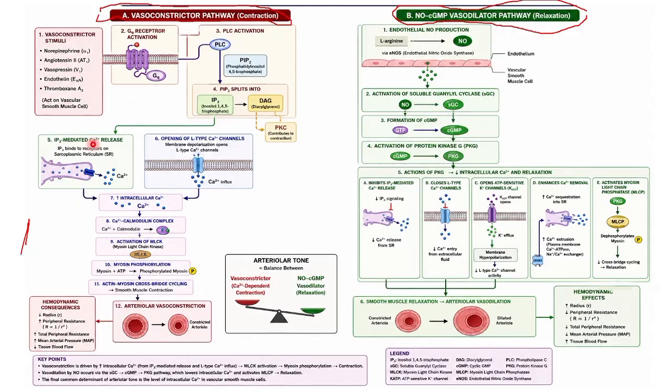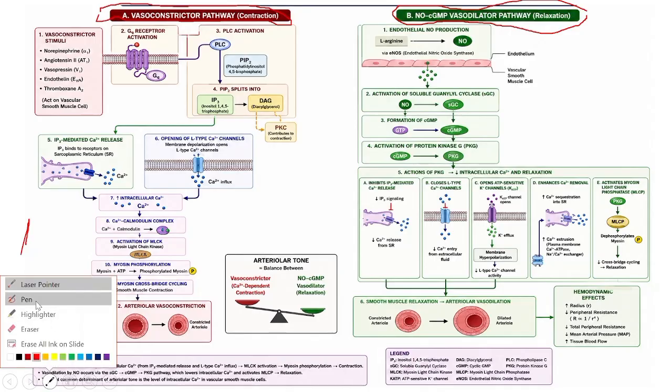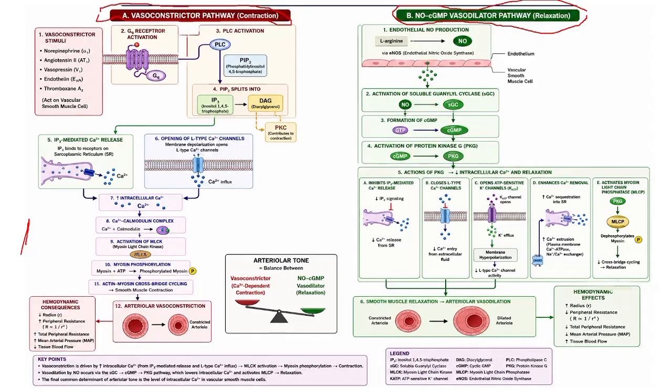Now there are some key points down here. At your own free time, you can look into them, but let me now explain the pathway quickly so that we can move to our next slide. Let's begin with our constriction pathway. Before there's a vasoconstriction, there's always a stimulus. The stimulus may be a hormone like norepinephrine, remember, in our sympathetic drive, or it can be angiotensin 2, vasopressin, or endothelin.